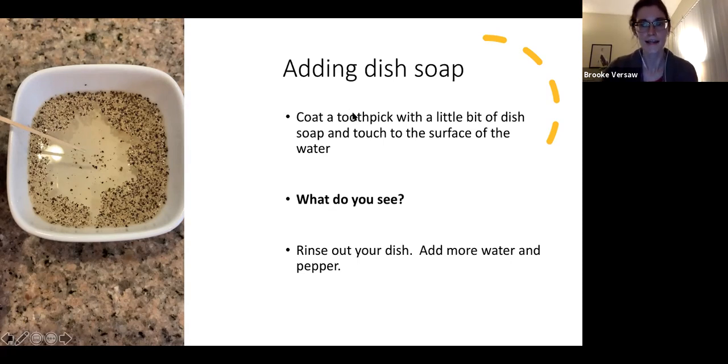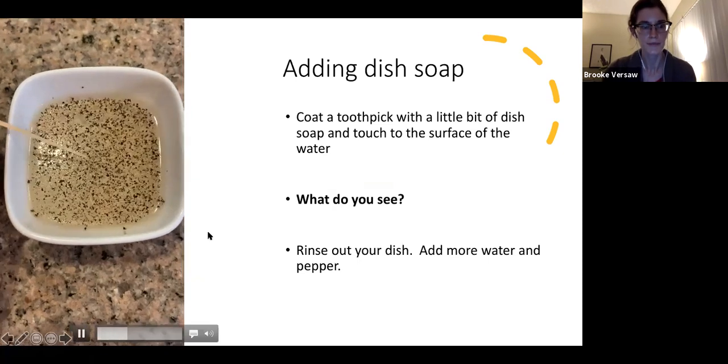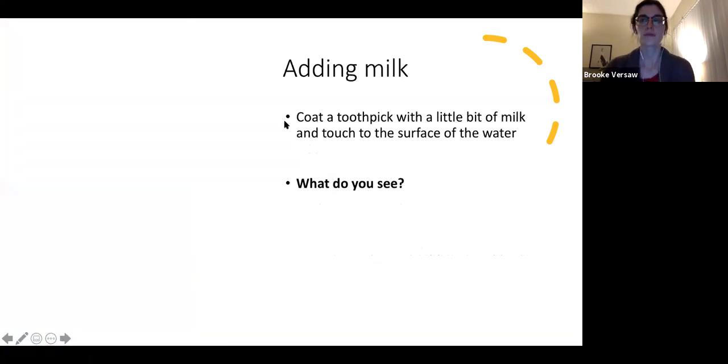All right. I think as you finish up getting your kind of reset of your setup, I'm going to explain what you're going to do next. So the next thing we're going to try is milk. So coat a toothpick with just a little bit of milk and then touch that to the surface. And this time I'm going to challenge you to try thinking about what you think it's going to do before you touch it and just kind of hold on to that thought and then see if it matches when you touch it to the surface.